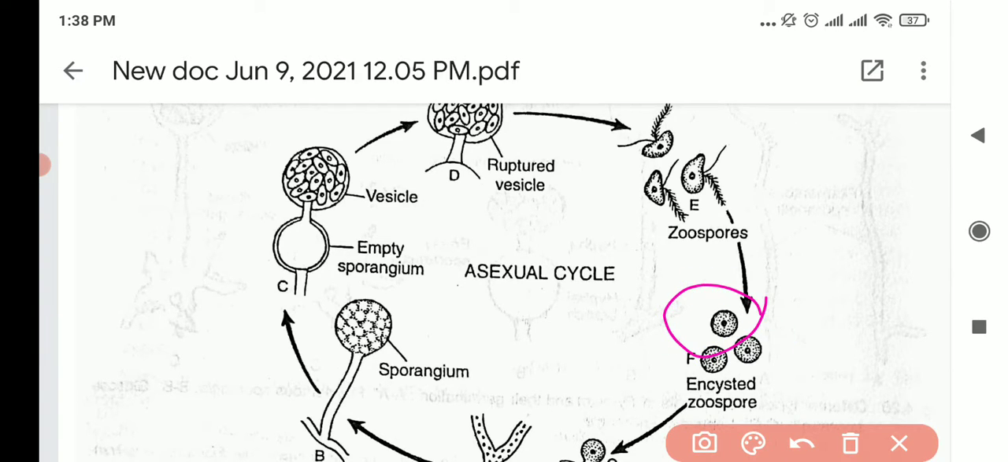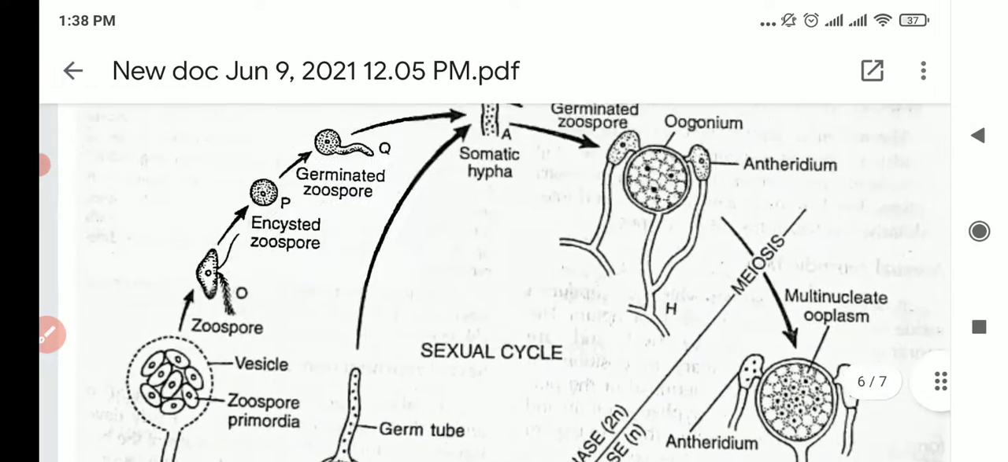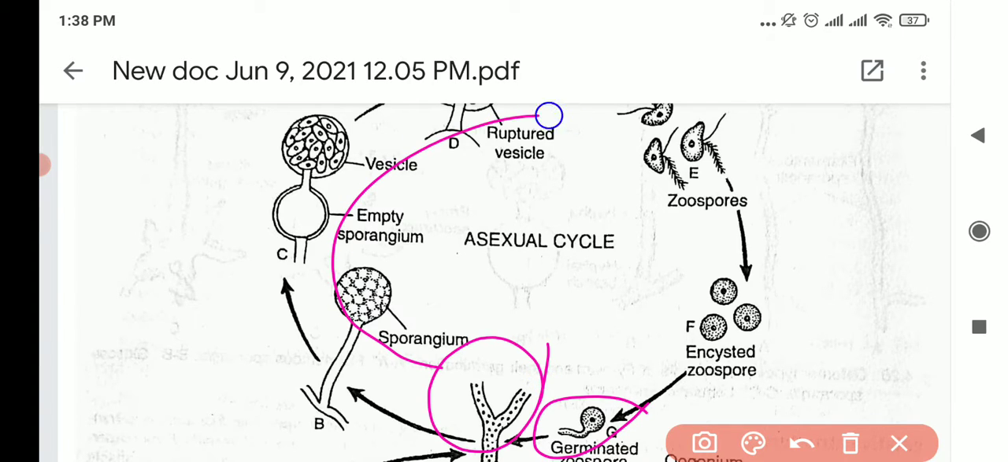They encase themselves to cover from the elements. Then a germ tube will come out, and the cycle continues. Again mycelium, and so on and so forth. So the diagram is very easy.